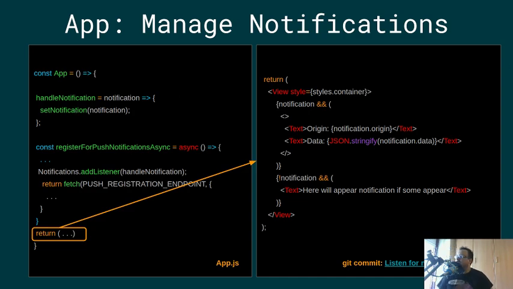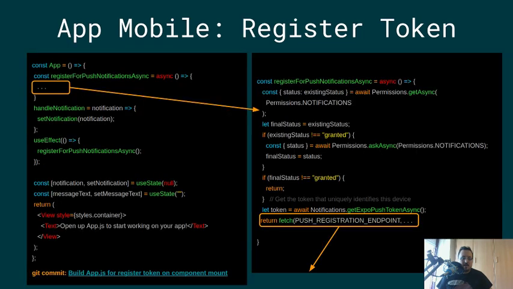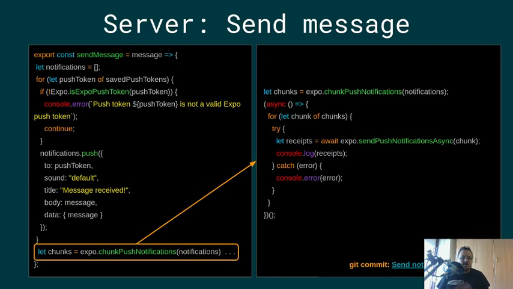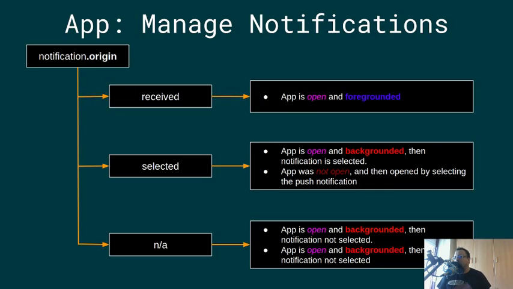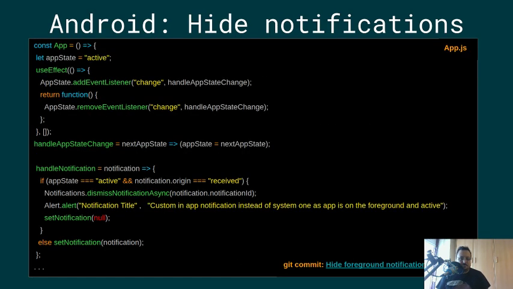We had in the previous work the const notification, set notification, useState null. This is for the hooks. It's just a state for the notification. So there are a lot of things. I have to go fast because we are reaching the hour, but I wanted you to have this.